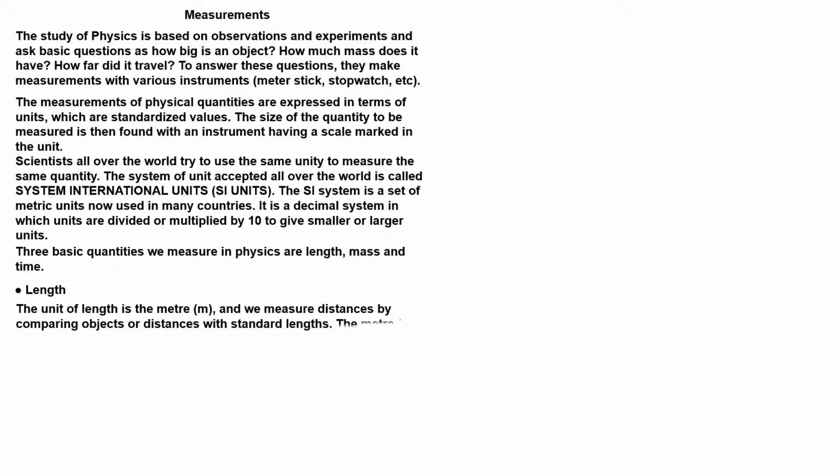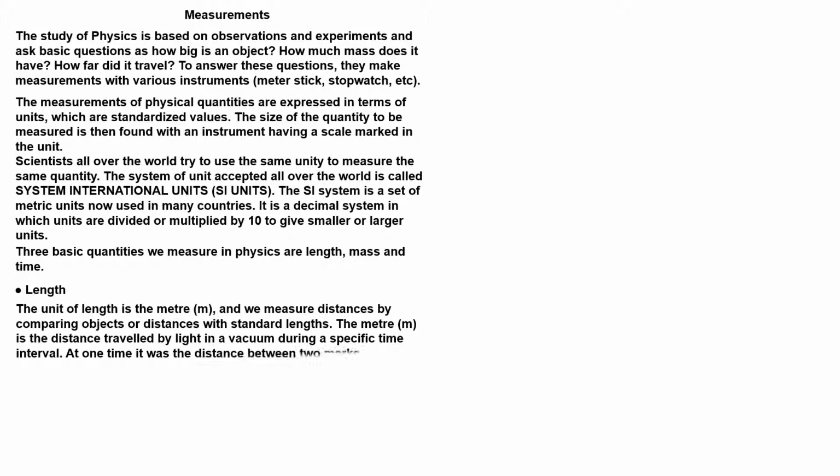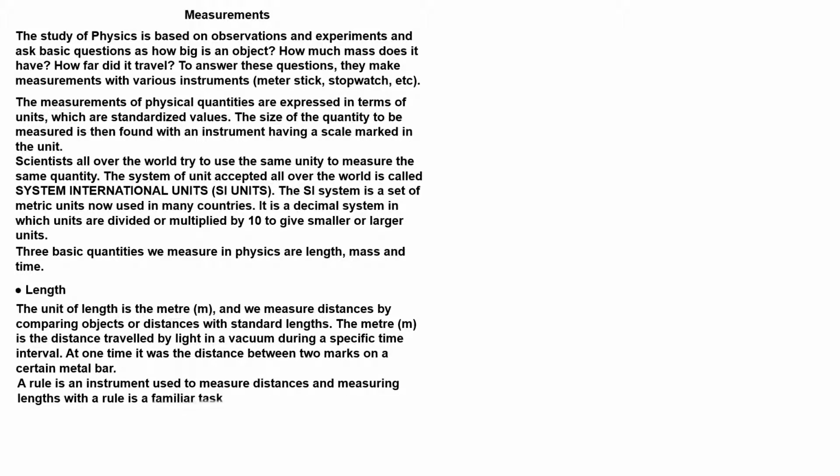The meter is the distance traveled by light in a vacuum during a specific time interval. At one time, it was the distance between two marks on a certain metal bar. A rule is an instrument used to measure distance, and measuring length with a rule is a familiar task.